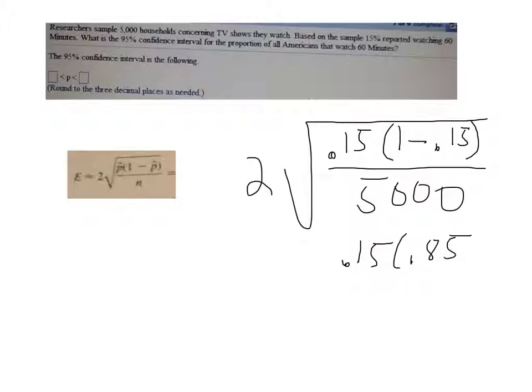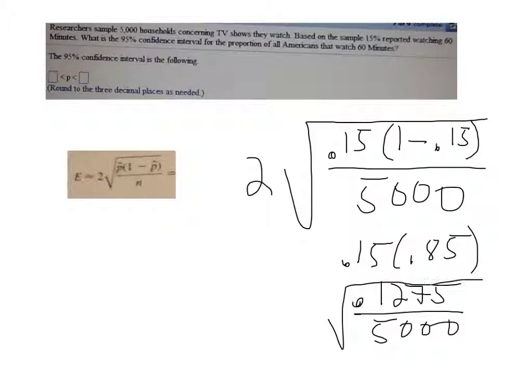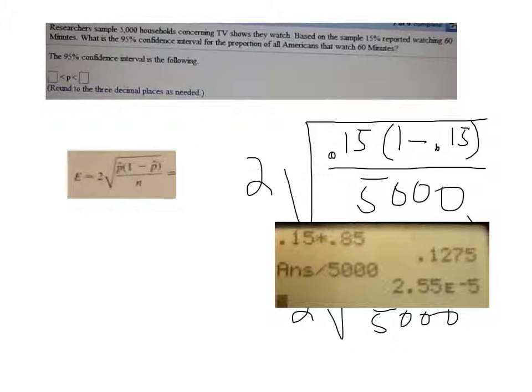Then I'm going to multiply 0.15 by 0.85, and I got 0.1275. And that's over 5,000 still. I still have to take the square root, and I still have to multiply that answer by 2. So the next step is to take this 0.1275 and divide it by 5,000. As you can see from my calculator, that's a very small number. That's the same as 2 with 4 zeros in front of it.